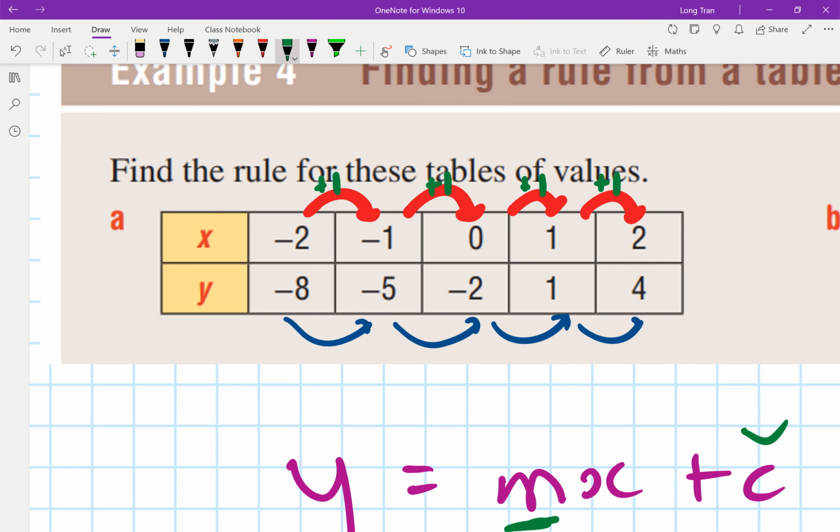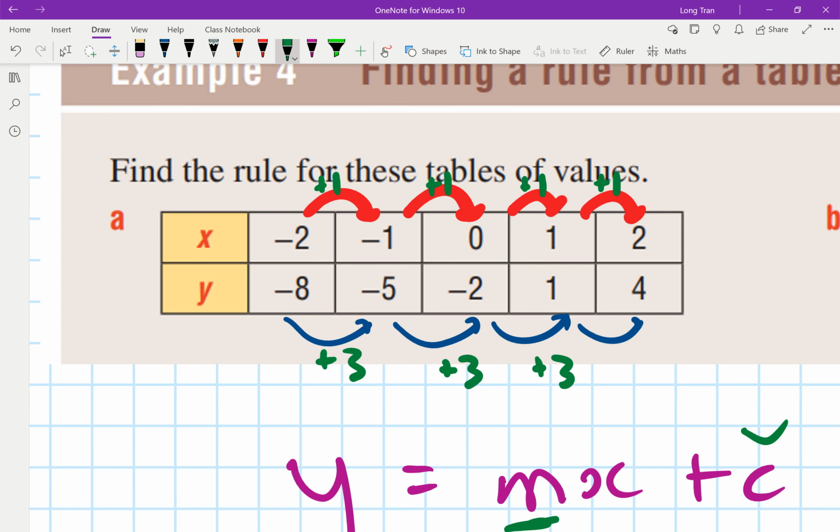What's the pattern for the y values? Add 3. From -8 going to -5, I'm adding 3. Or from 1 to 4, you're adding 3. So I can see there is a consistent pattern. Add 3, add 3, add 3, and I can get to my next points.